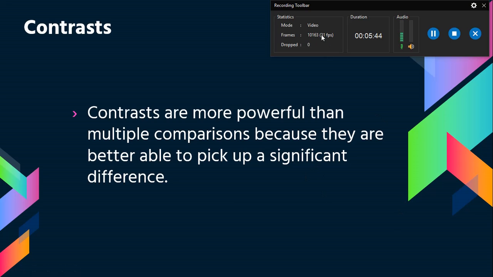So what this tells us is that a contrast is going to be a more powerful comparison tool than running a multiple comparison test. They're better at picking up any kind of significant difference between means.